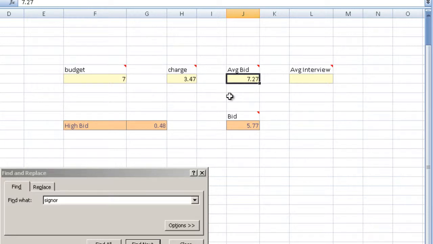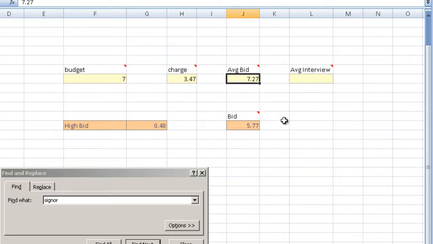If everybody's bidding around $7.27, if the client is really intent on paying higher, then he will probably hire around this rate, or he might hire lower, but you never know. Since this is the average rate, he might go ahead and hire at the average rate.